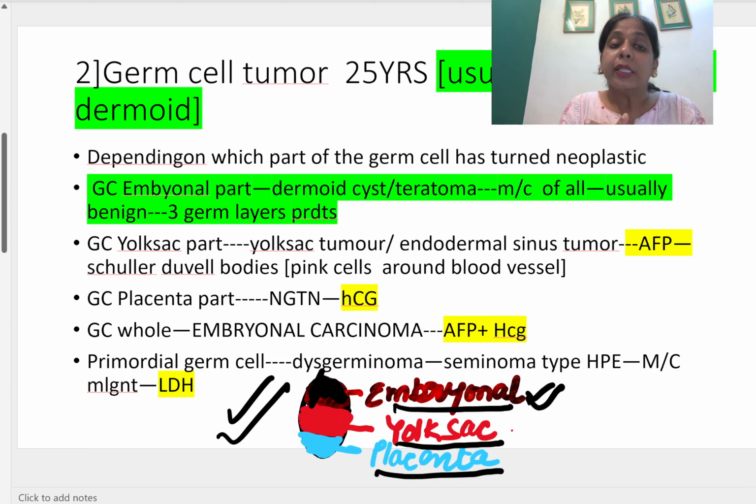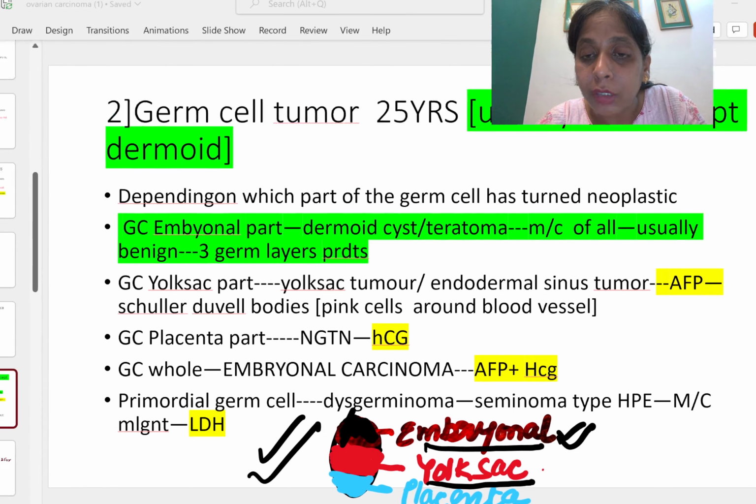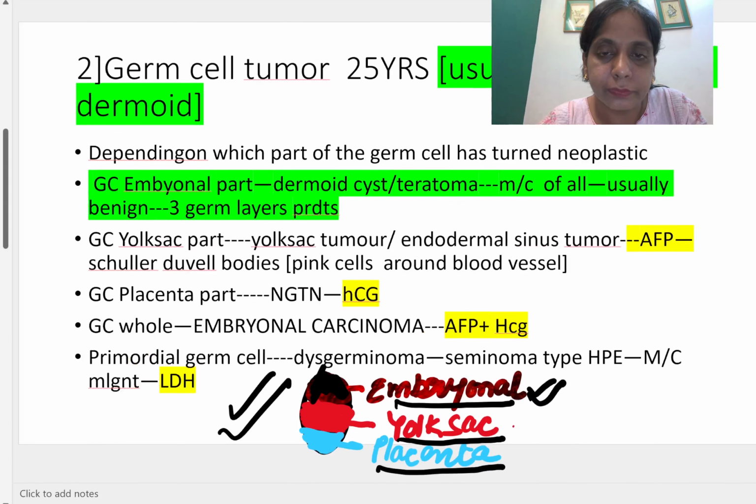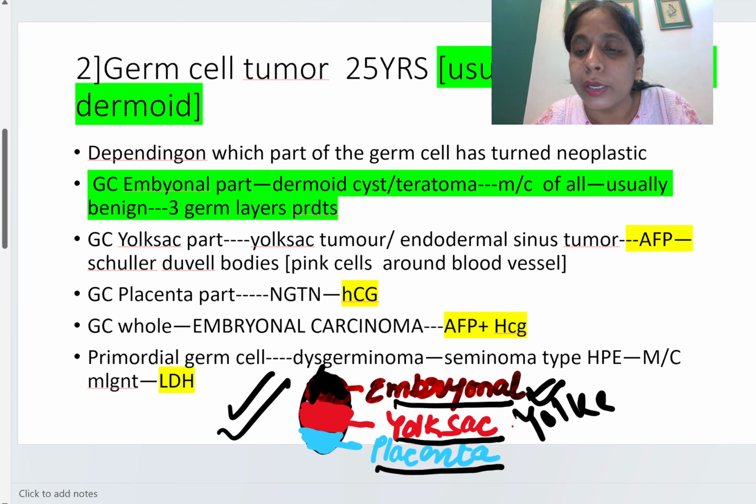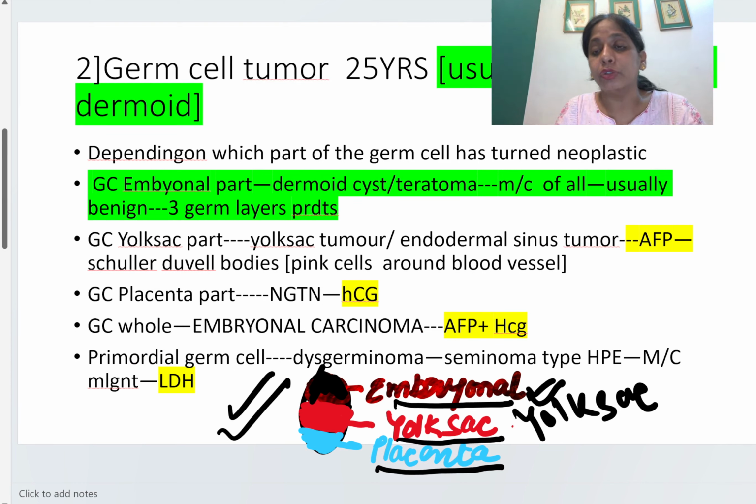Now, if the yolk sac part becomes a tumor, then the yolk sac tumor is formed, and another name for the tumor is endodermal sinus tumor. Why is its name endodermal sinus tumor? Because of the yolk sac, as you all know, and the tumor marker of the yolk sac tumor is alpha fetoprotein. Alpha fetoprotein gets elevated.